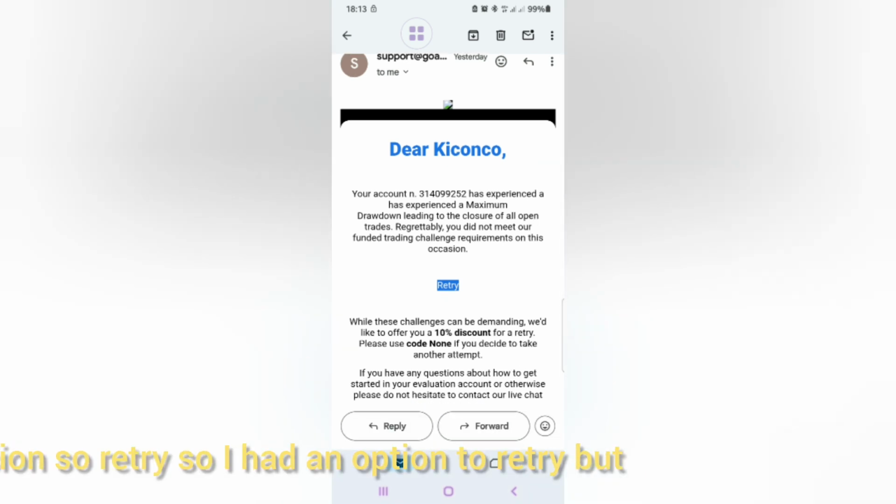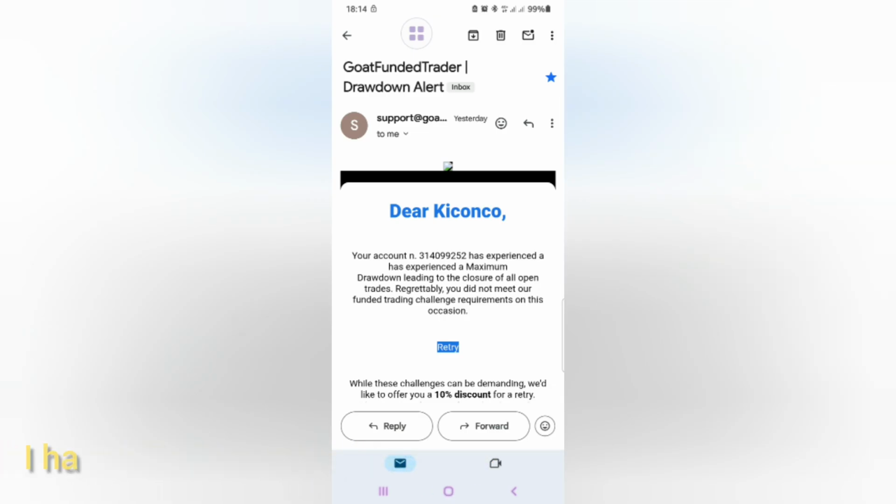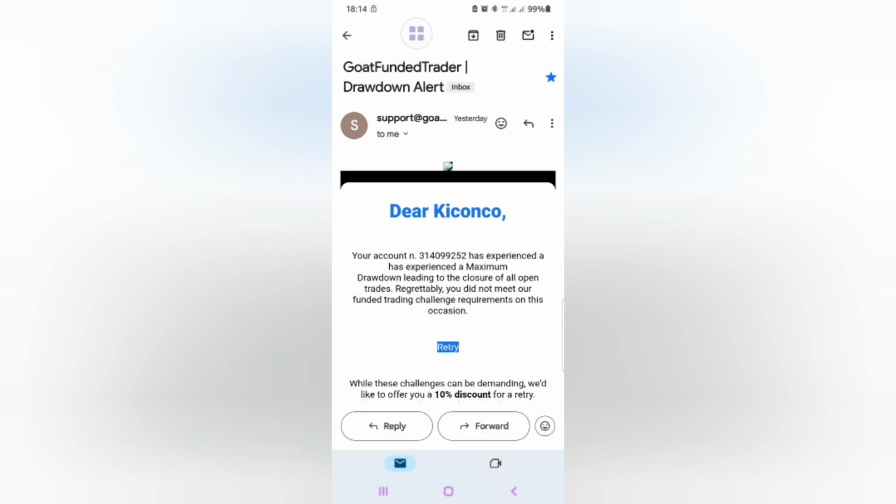So I had an option to retry, but all in all, I had to understand that it is part of the process. I have to just submit, and I have to experience this for me to be a good trader. And throughout the process, I had to learn many lessons, and let's talk about them.